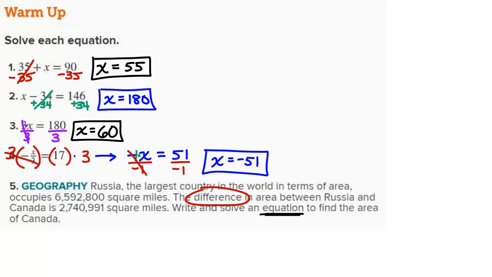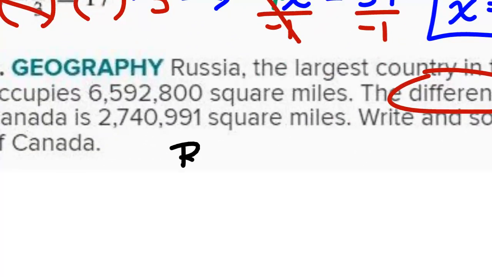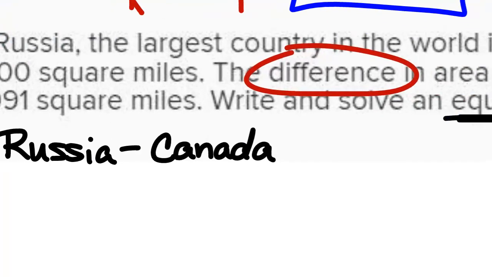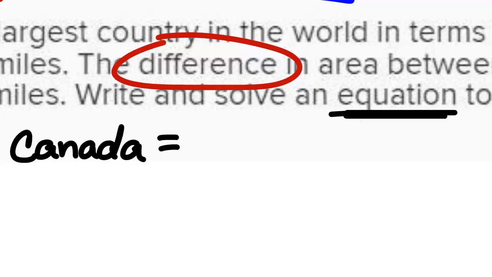Which one's bigger, Russia or Canada? Russia. So if I'm setting up my equation, I need Russia minus Canada, bigger one minus the smaller one. What is the difference between those two when I subtract them? This one comes from the problem up here. When I subtract Russia minus Canada, what is the difference between those two? It's coming right from this problem up here.